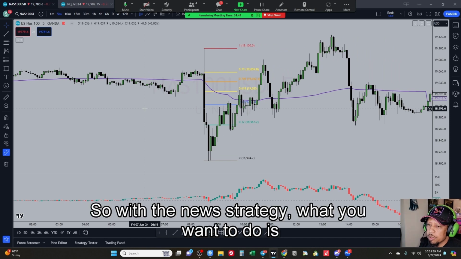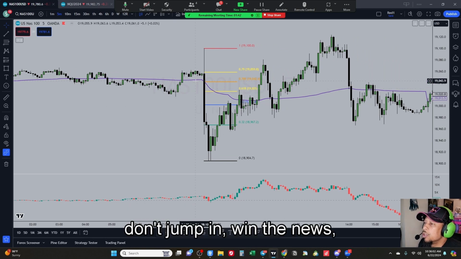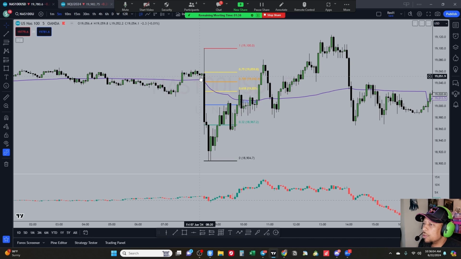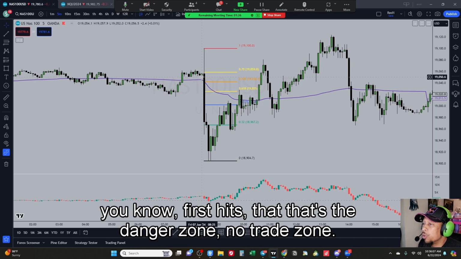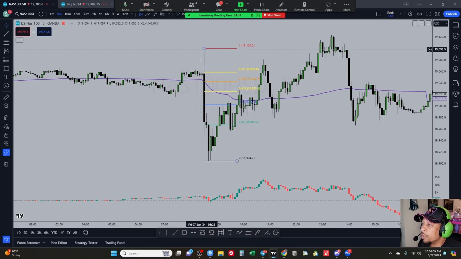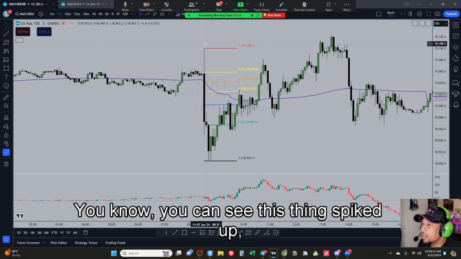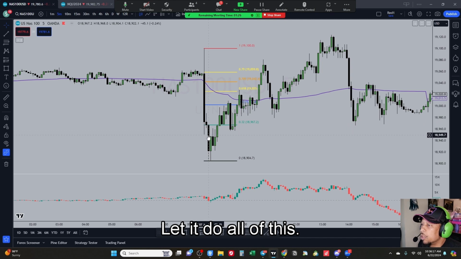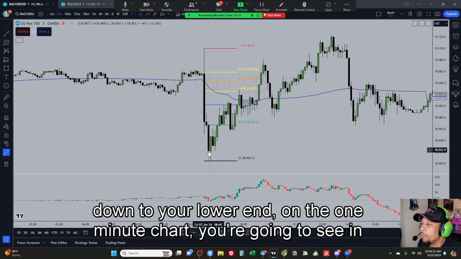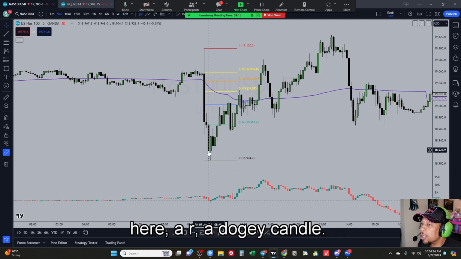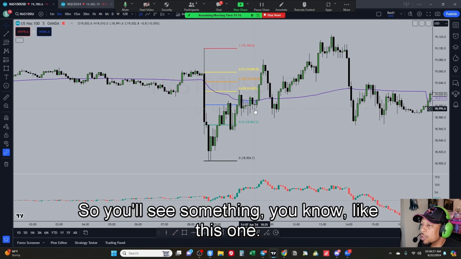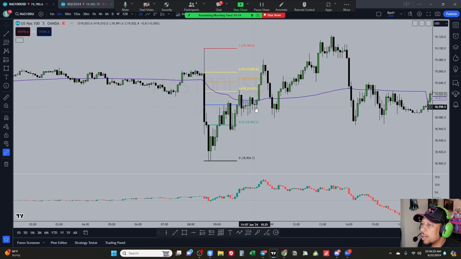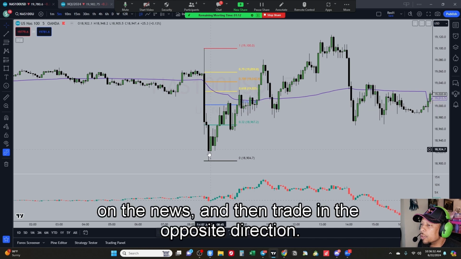With the news strategy, what you want to do is don't jump in when the news first hits. That's the danger zone. No trade zone. Let it jump around. You can see this thing spiked up, tricked everybody, and then slammed down, right? Let it do all of this. When you get down to your lower end, like on the 1-minute chart, you're going to see a doji candle, something like this one here. That's your sign. Look for that doji on the news and then trade in the opposite direction.